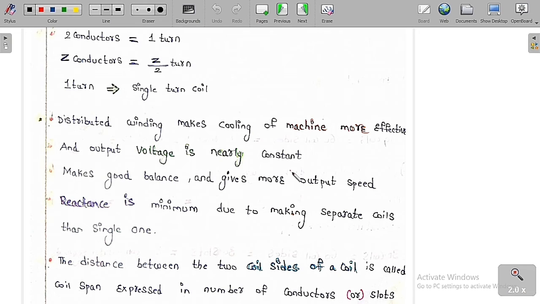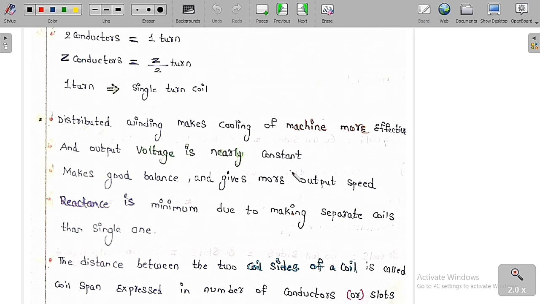These are some of the advantages of using the distributed winding when compared to concentric winding. Distributed winding makes the cooling of the machine more effective, the output voltage is nearly constant, it makes a good balance and gives more output speed. And the reactance is minimum due to making separate coils rather than a single one.